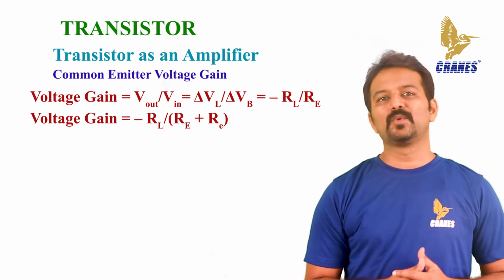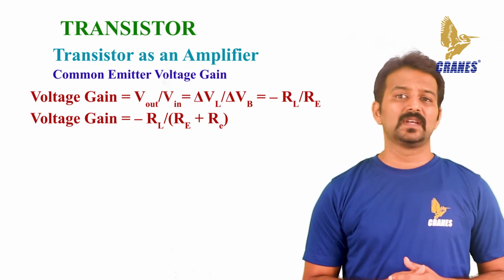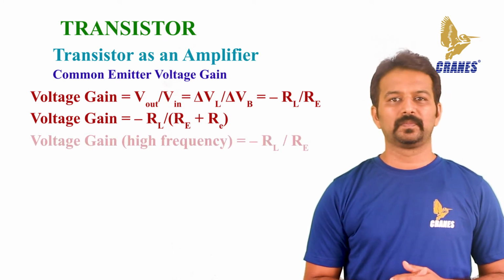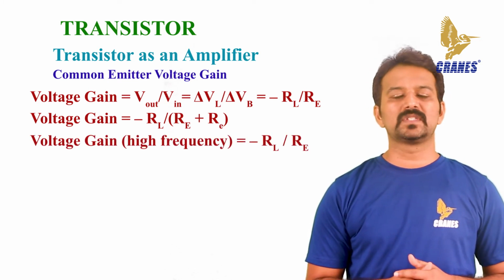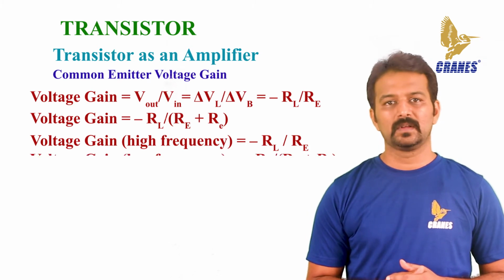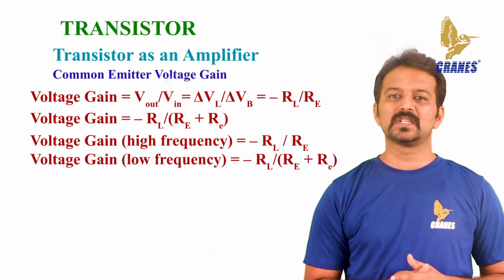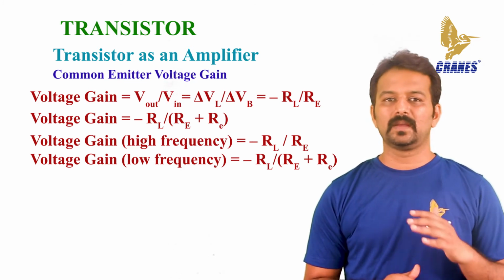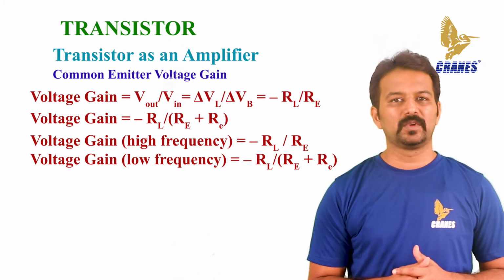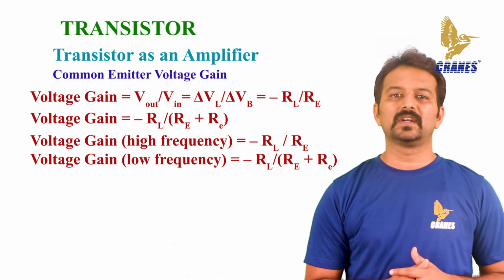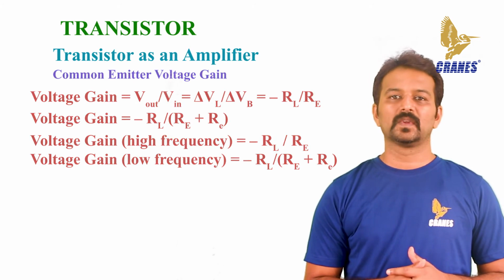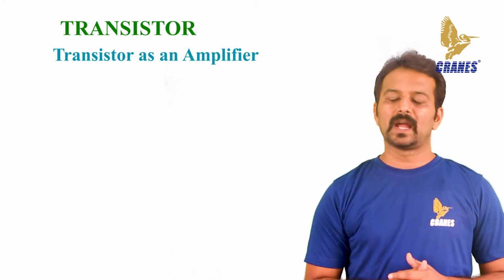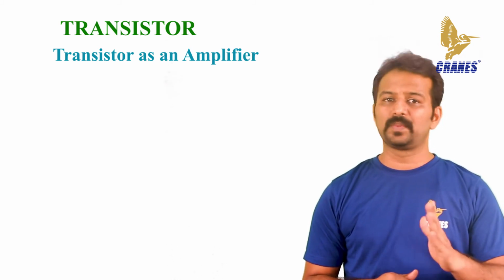For this circuit, the voltage gain at high frequencies as well as low frequencies is as follows. The voltage gain at high frequency is minus RL by RE. The voltage gain at low frequency is given by minus RL divided by RE plus re. By using the above formulas, the voltage gain can be calculated for the amplifier circuit. We can conclude that a transistor can perform like an amplifier only when it is biased properly.